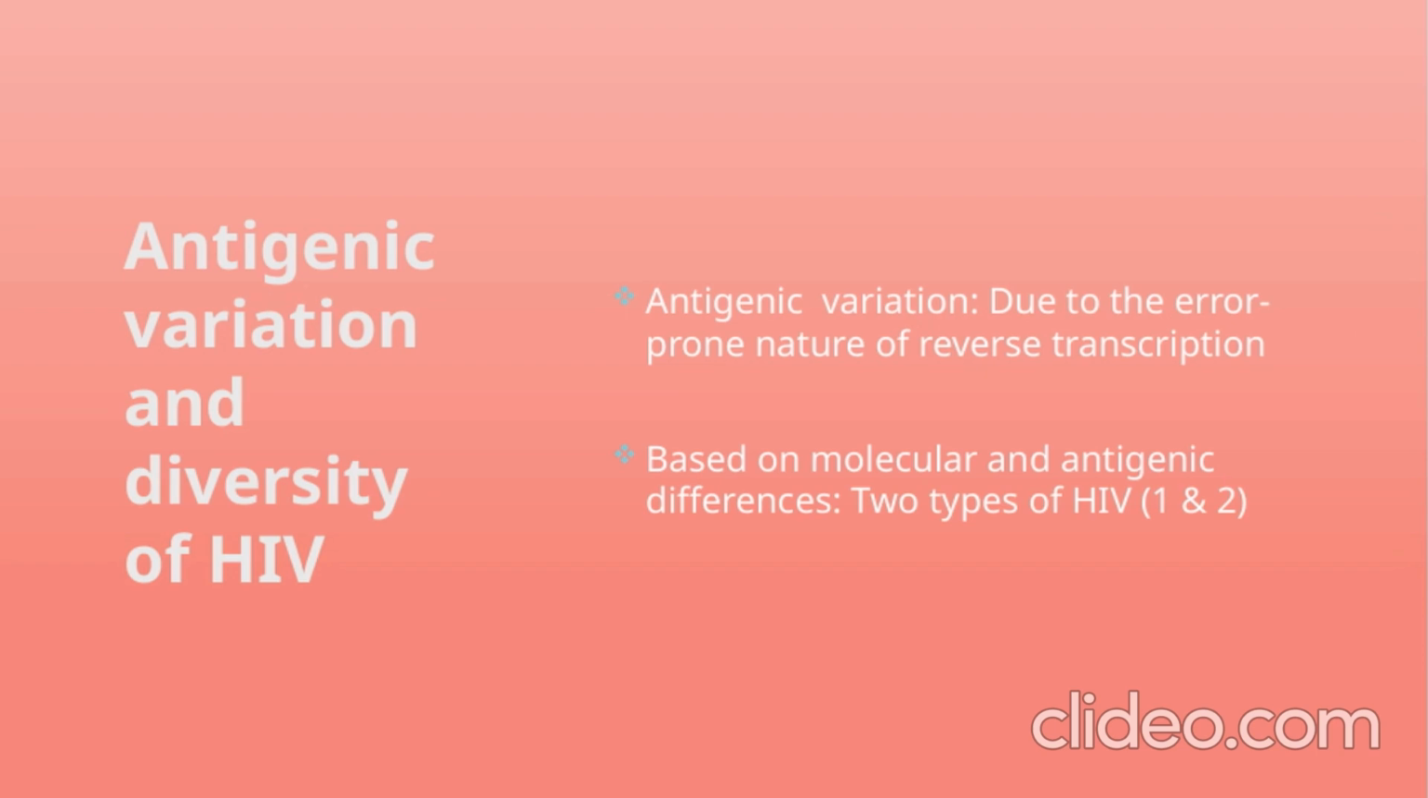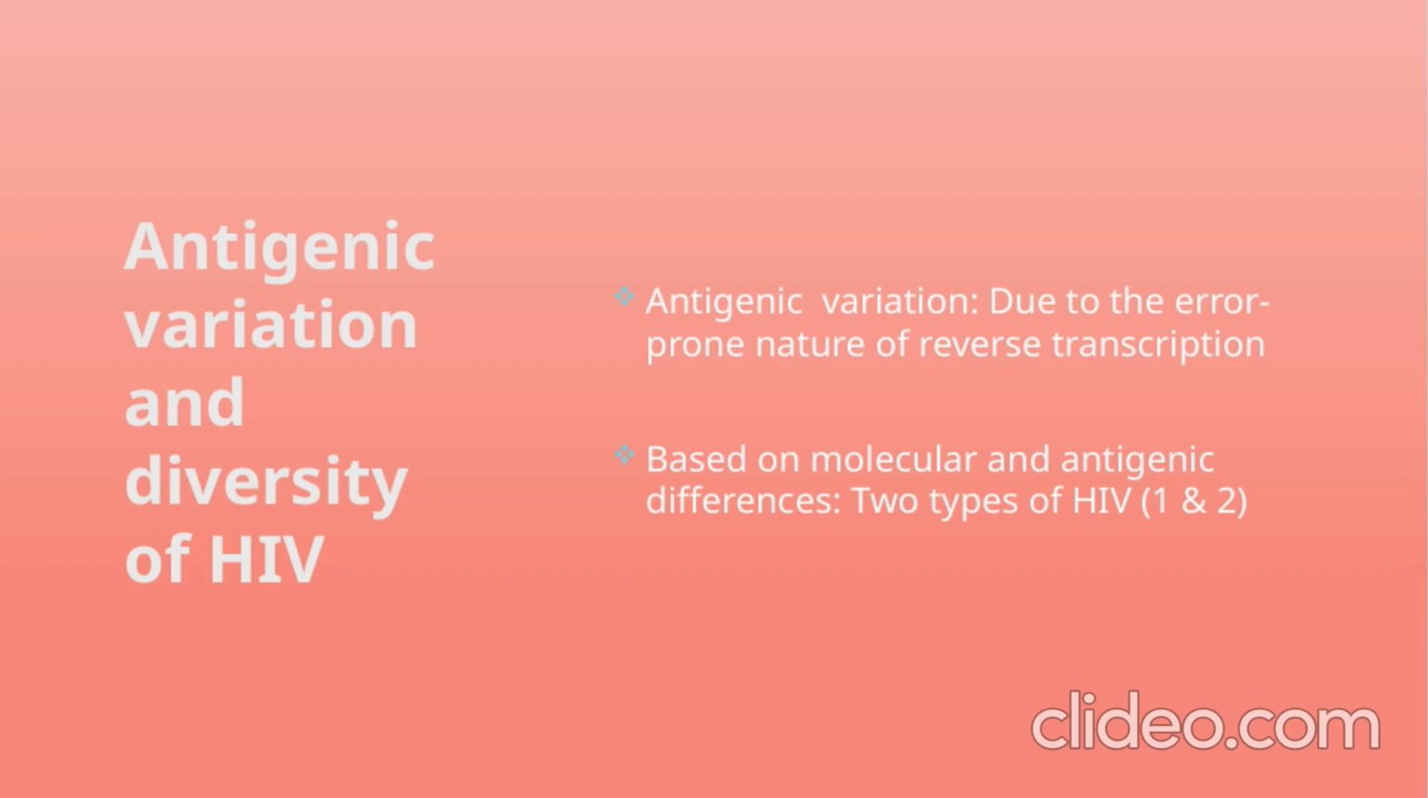This variation occurs primarily because of the error-prone nature of reverse transcription. Since reverse transcription is inherently prone to mistakes, it introduces mutations in the viral genome. These mutations lead to changes in the viral proteins that are recognized by our immune system, making it harder for the body to mount an effective response. This high mutation rate results in significant molecular and antigenic differences among HIV strains.